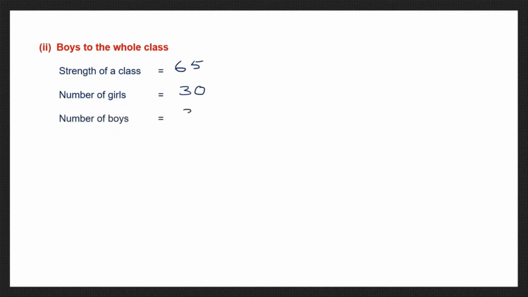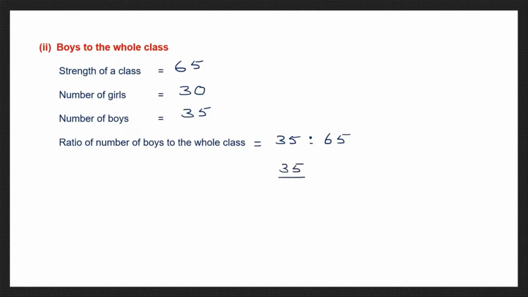Next, we have to find the ratio of boys to the whole class. Okay, so what is the strength of the class? Given to us is 65. Number of girls, we got it as 30. Number of boys also we found as 35. Now the ratio of the number of boys to the whole class. So boys is 35, whole class is 65. So this is our ratio. Let's find the simplified version of this.